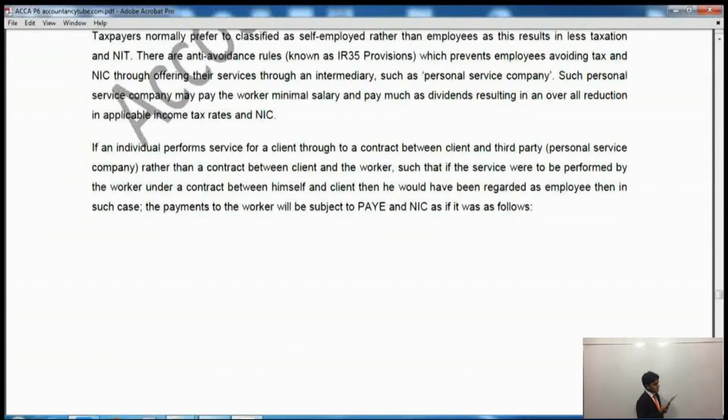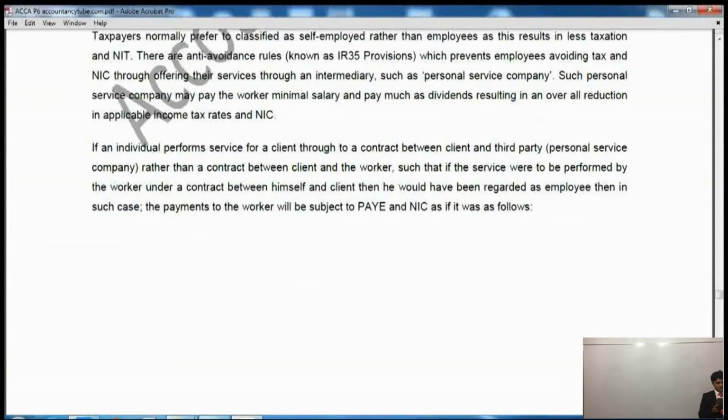The client and the worker, such that if the service was performed by the worker under a contract between himself and the client, then he would have been regarded as an employee. Then in such a case, the payment to the worker will be subject to PAYE and NIC, and it will be as follows. Now, sorry, did I miss something?